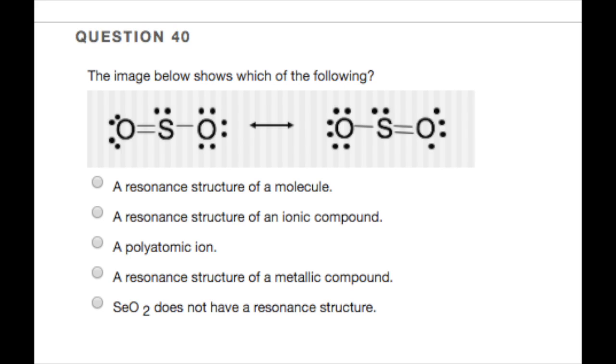There actually is no such thing. It's always going to be a molecule. And then SeO2 does have a resonance structure, so that choice there doesn't quite make sense. But anyways, it clearly does have a resonance structure. So it's going to be a resonance structure of a molecule.